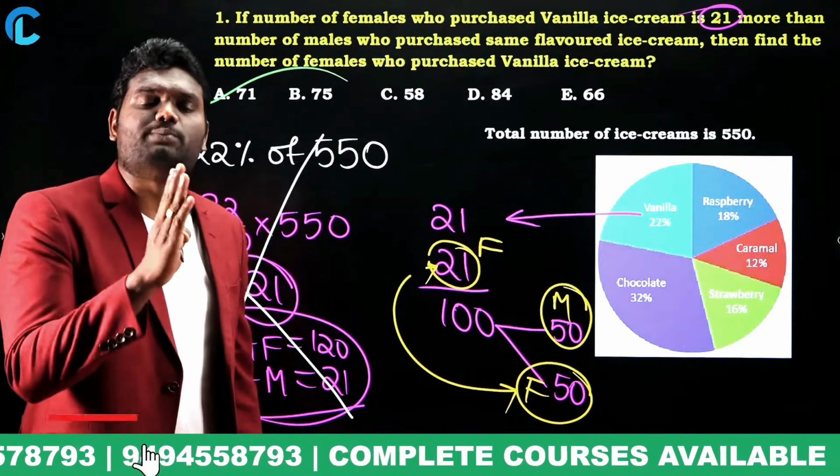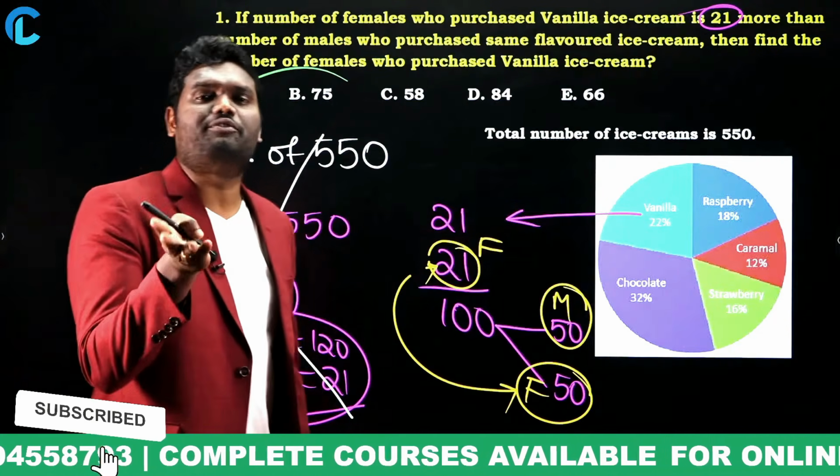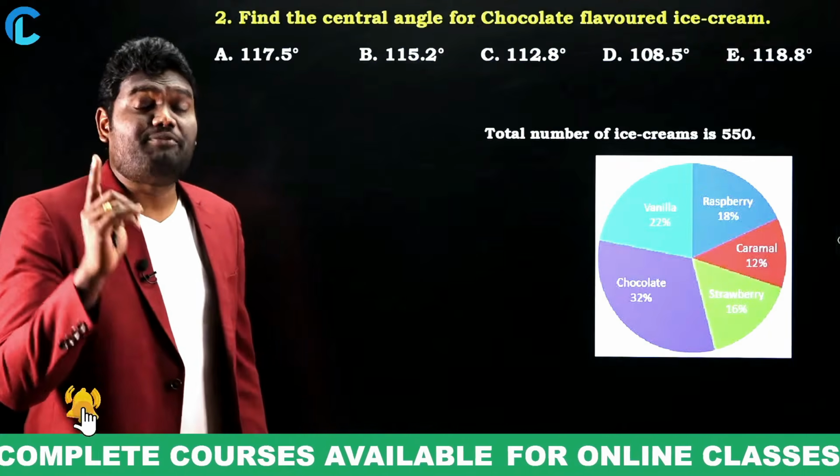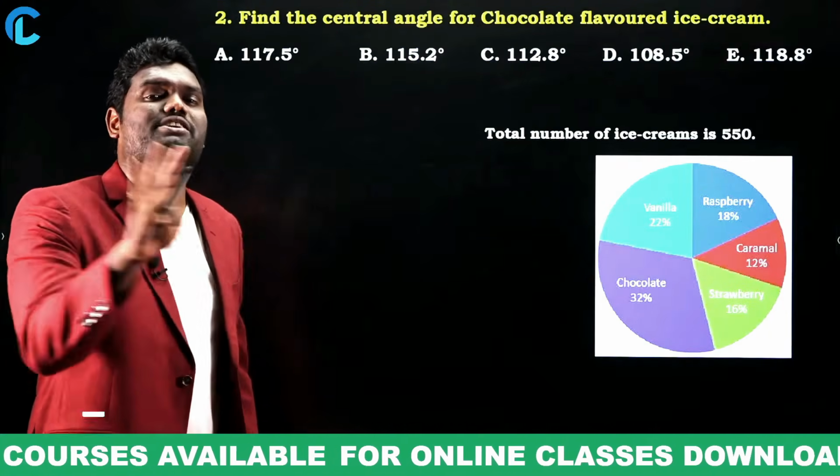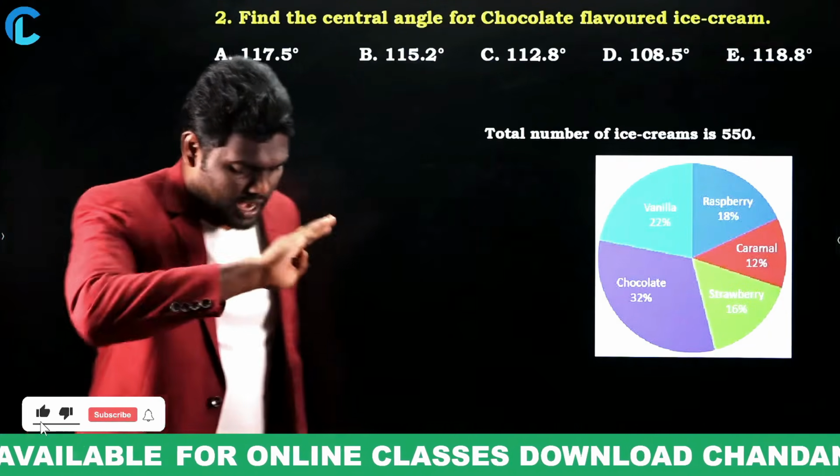This 100 should be distributed for males and females equally, which means 50-50. So males 50, females 50, but females will have 21 extra. So 50 plus 21 is 71. That's it. Just a fraction of seconds. Nothing more than that. Okay.